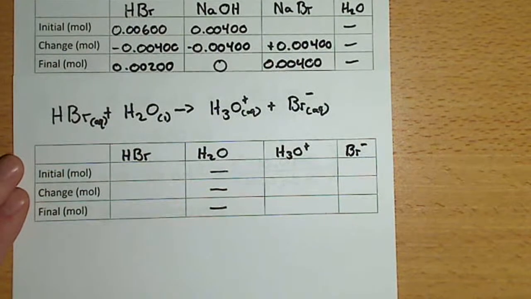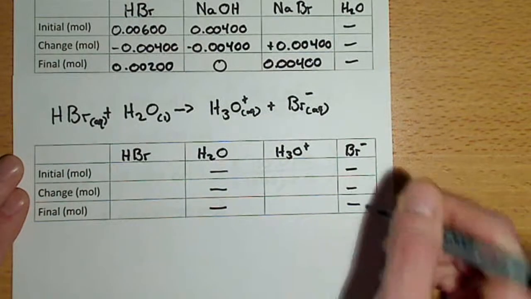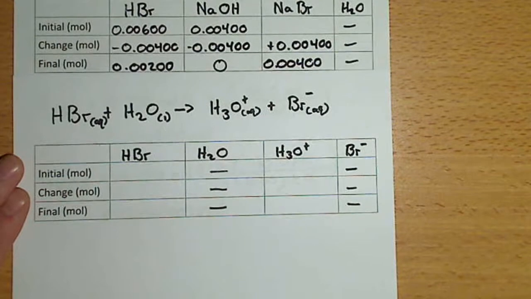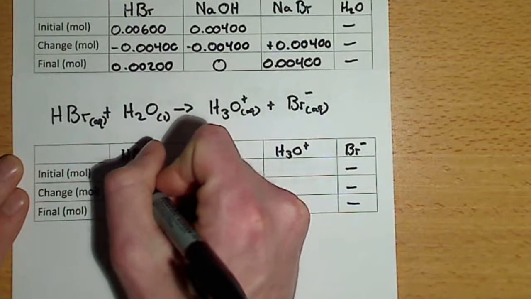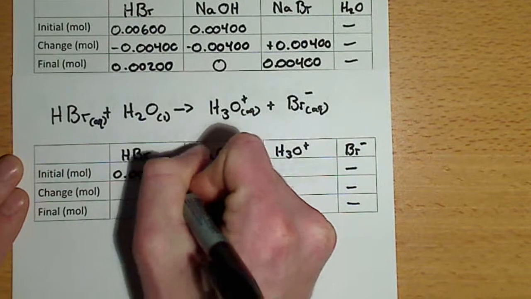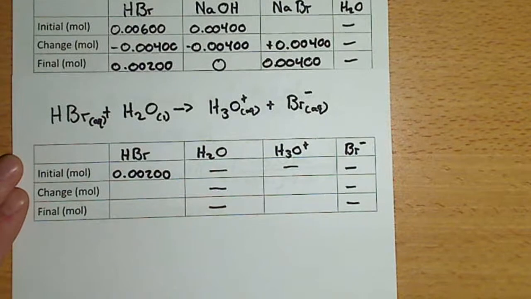Furthermore, because the bromide ion does not have an effect on pH and will not accept a hydrogen proton from water, we can cross it out as well. We had 0.002 moles of hydrobromic acid remaining after titrating with sodium hydroxide, so that will be my initial mole value for hydrobromic acid. Initially, I have 0 moles of hydronium ion.